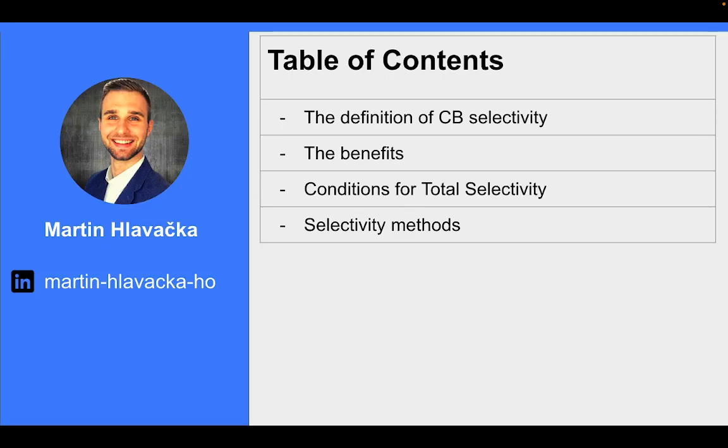My name is Martin Lavachka, and in this video I'm going to explain what circuit breaker selectivity is, its benefits, the conditions to achieve full circuit breaker selectivity, and the selectivity methods.